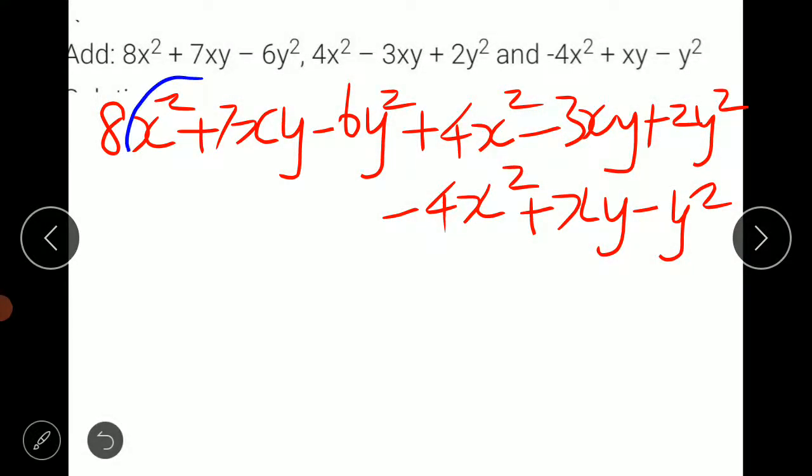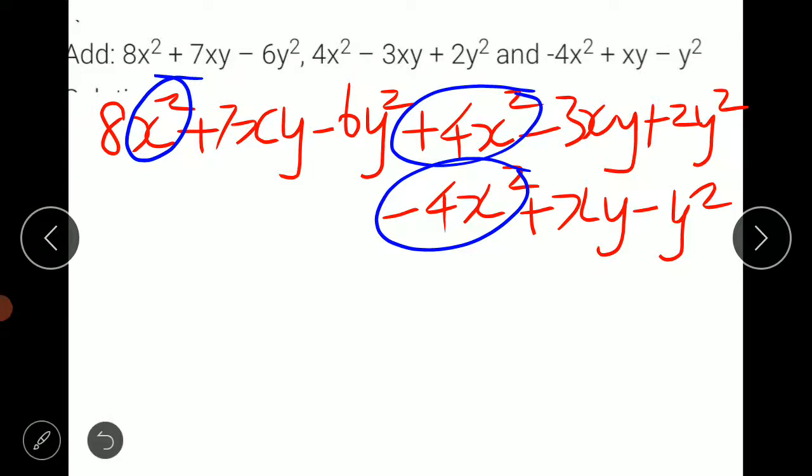So first term is x square term. What is the first term? X square term. So find out, is there any other x square term? Yes, plus 4x square. Sign is very important. Plus 4x square. Then one more, minus 4x square plus x square. Plus 4x square minus 4x square. All these are x square terms. So all these are like terms. So let's pick up all these.